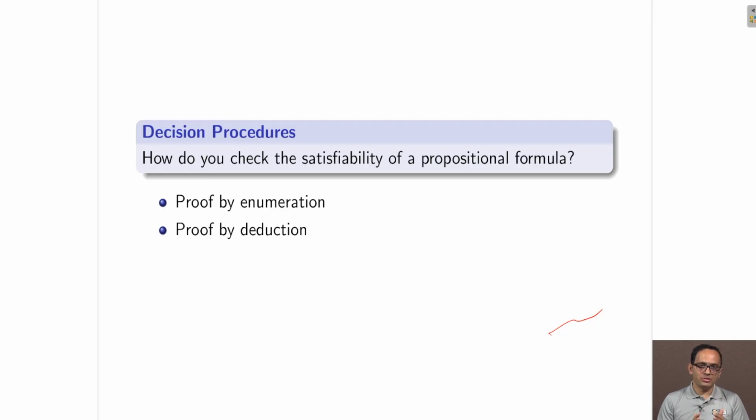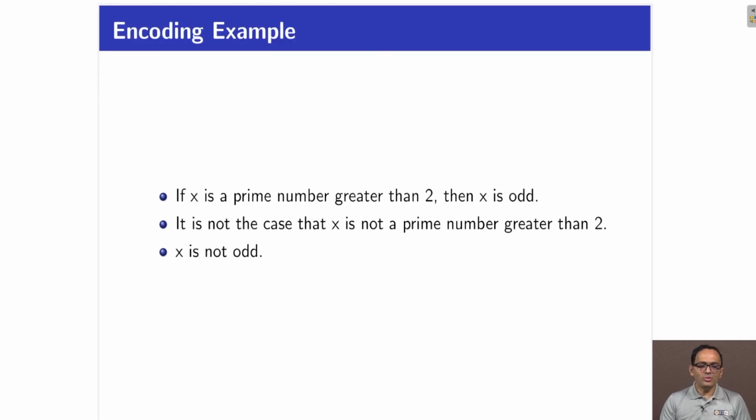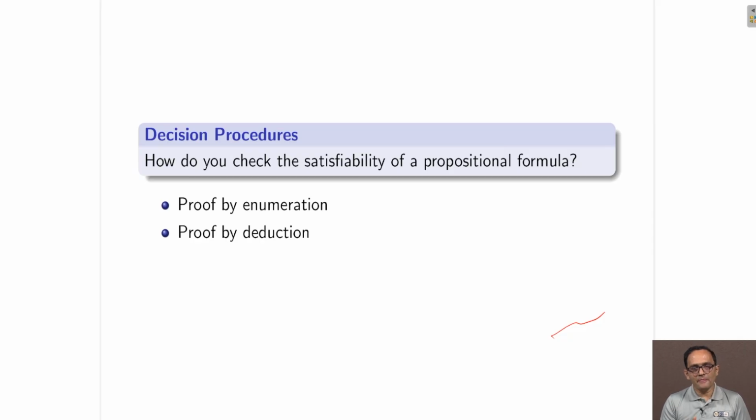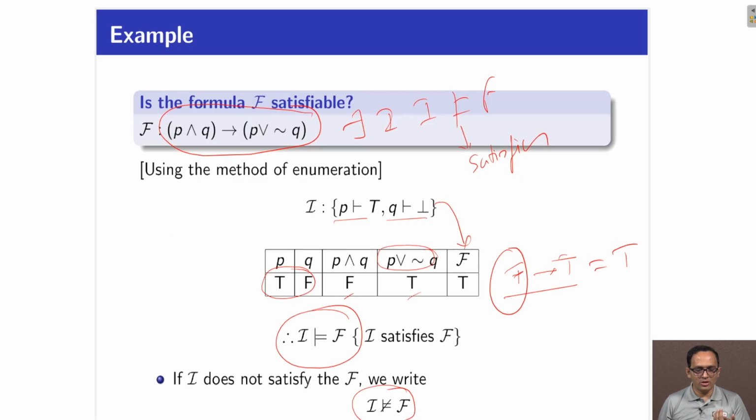So, we have learned the syntax and semantics of propositional logic. Now we will see the decision procedure of propositional logic, that is, how you check the satisfiability of a propositional formula. Satisfiability basically says that there exists an interpretation for which the formula is true. You can have two different techniques: proof by enumeration or proof by deduction. In enumeration, if I give the formula, I can identify the possible inputs and evaluate for each possible input whether the formula is true or not, which is quite easy.